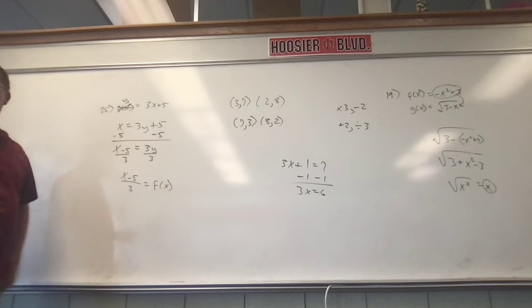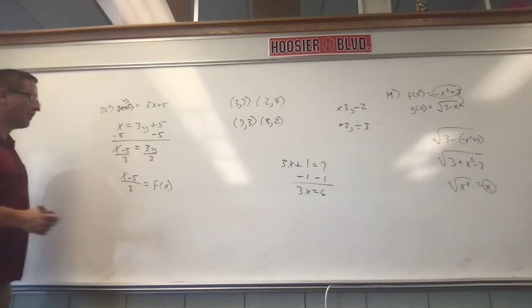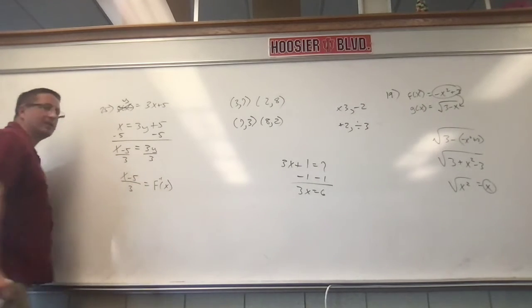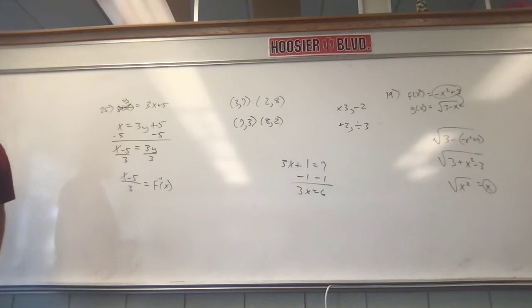This is the inverse of f of x. So you put a negative 1, but you don't put the negative 1 here, you put it right here. That's the symbol for inverse, okay? And does it make sense that that's the inverse?